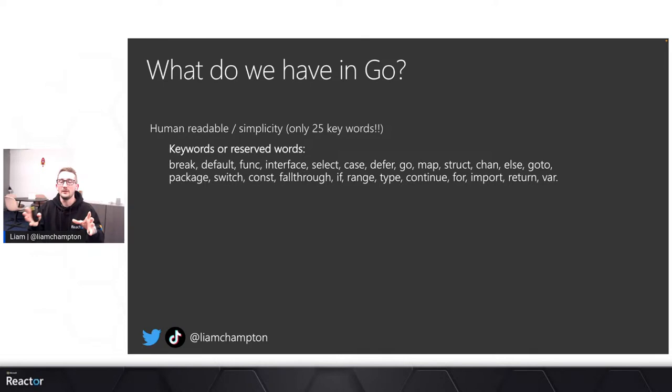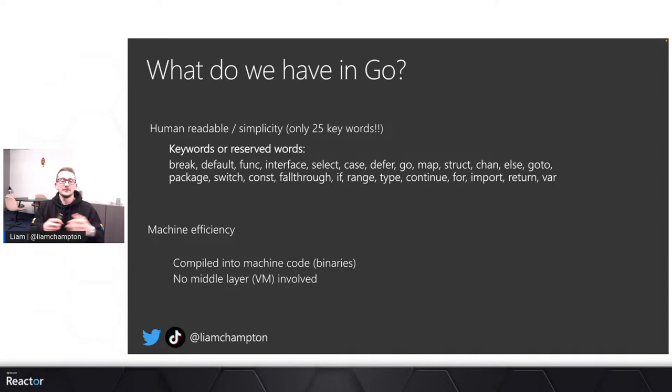And you've got machine efficiency. It's compiled into machine code, so binaries, like I've already mentioned. You've got no middle layer, so there are no virtual machines involved. And if you think about other languages, you need to add different attributes beforehand. Here, for memory safety, you've got nil references, runtime bound checks, and default initialization of variables. So quite a lot has already been packaged into a standard library straight out of the box, which takes the best parts of other languages and puts them all together into one, which I absolutely adore.